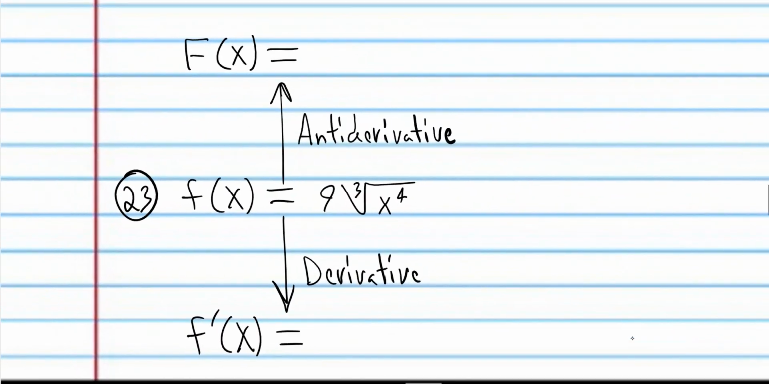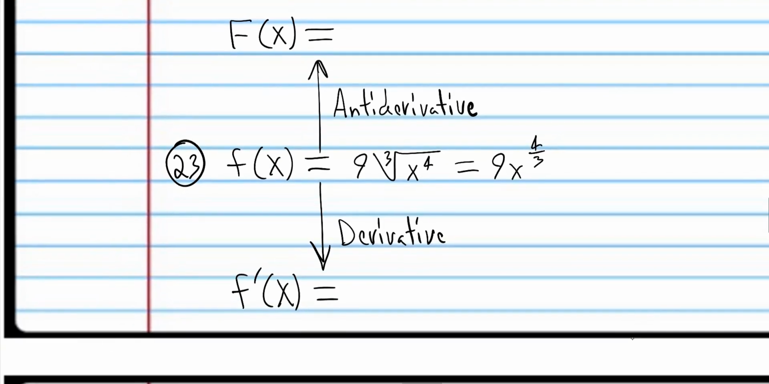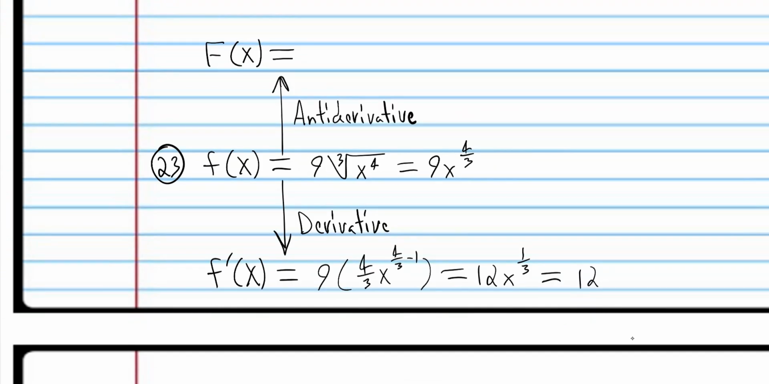So here's another example which is a little bit more intimidating. We don't really know how to find the derivative if we have a root. At least it's not exactly easy. So we're going to change to x to the 4/3 power. And now we can just use the power rule. So we get 9 times 4/3 times x to the 4/3 minus 1. And then we get 12 x to the 1/3 power, but remember, you're not allowed to leave your answer as a fraction power, so we have to change that to the cube root of x.